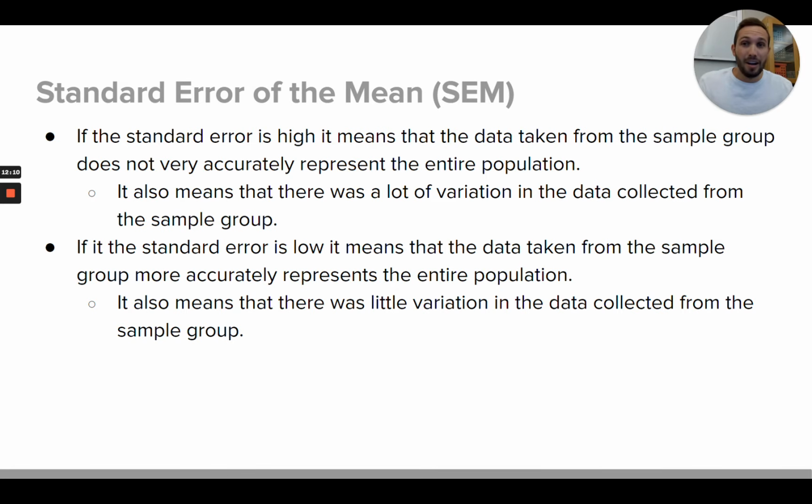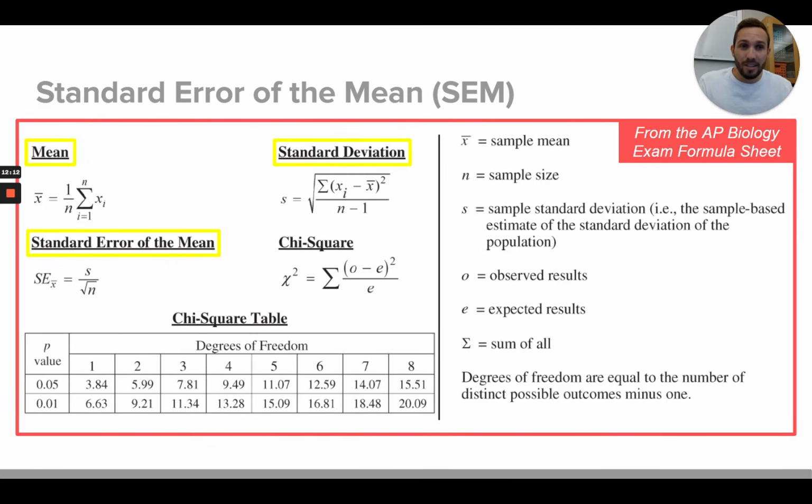So don't worry. There are formulas that you're provided that have to do with standard error on your AP Biology formula sheet. When you take your AP test, and in this class even, you will always be provided a formula sheet. And this is just a snippet of some of that formula sheet. On that formula sheet, it has an equation for finding the mean, and then what's called the standard deviation, and then ultimately the standard error of the mean. Now, here's the good news.